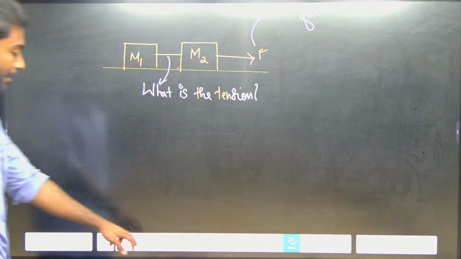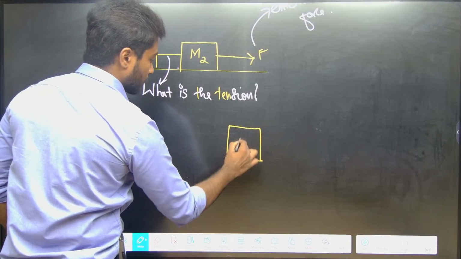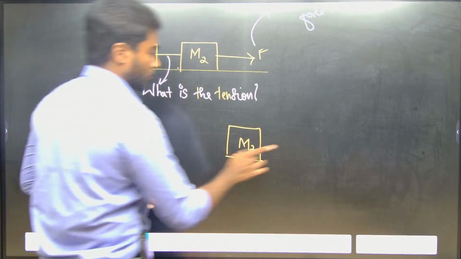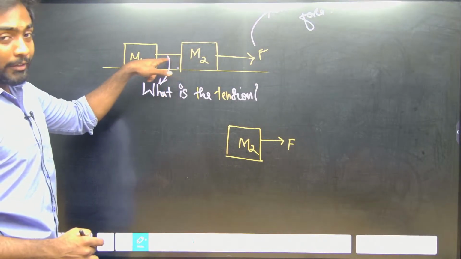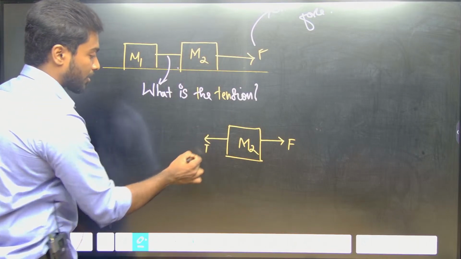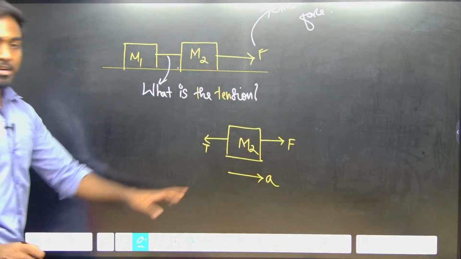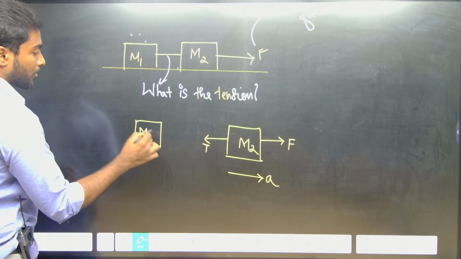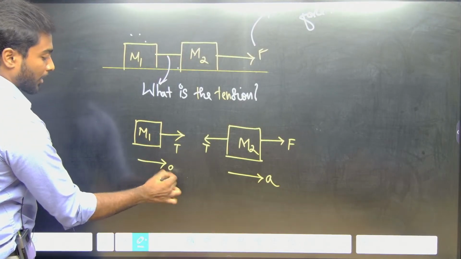Now I will draw the free body diagram. I will take this one, M2. Which direction is the force acting? Towards the right, F. If I talk about the tension, in which direction should it be? Away from the object, T. Acceleration direction, right side. That's it. If I talk about this M1, the tension will be away from the object, T. Acceleration direction, this one, A.